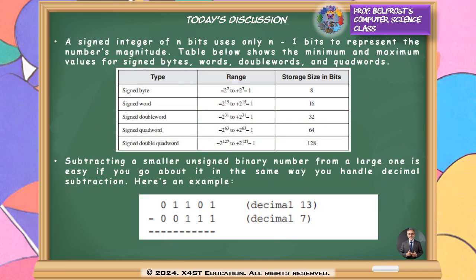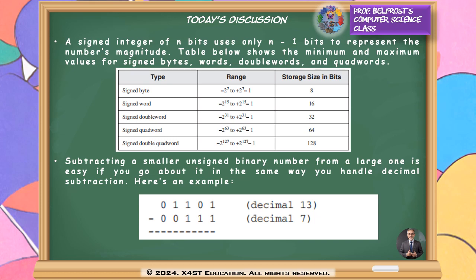A signed integer of n bits uses only n minus 1 bits for the value because 1 is reserved for the sign place, the leftmost one. Here the table shows you the minimum and maximum values for signed bytes, words, double words, and quad words. For these terms, I want you to review our last lesson.